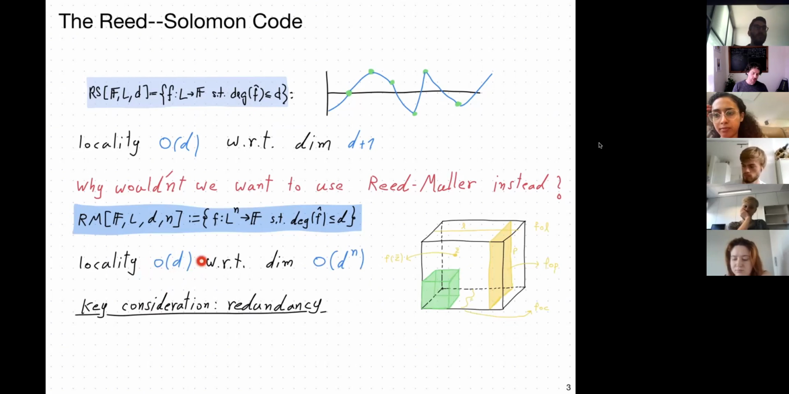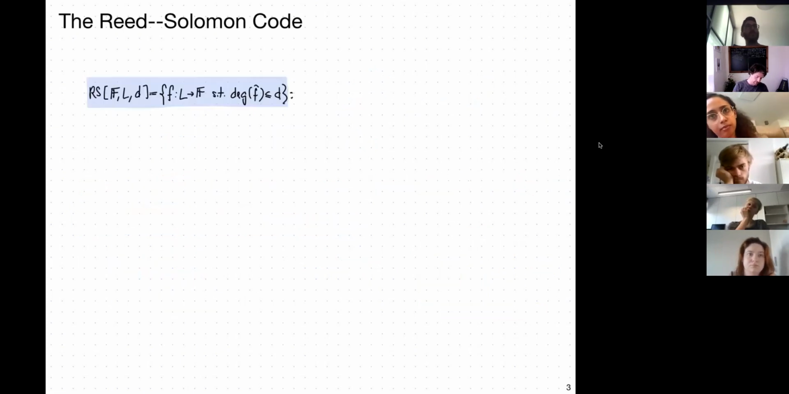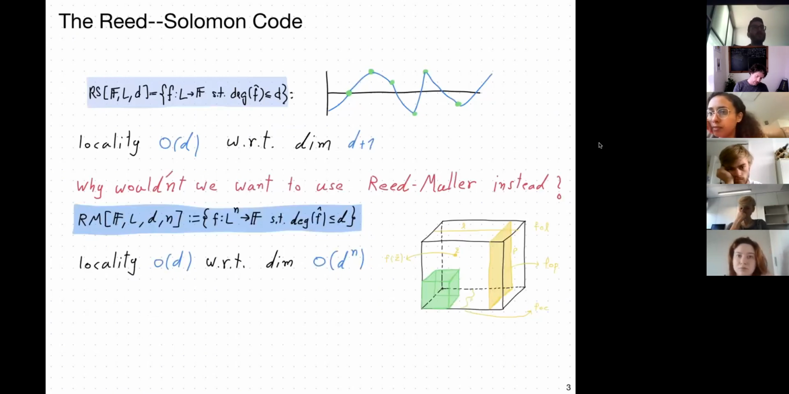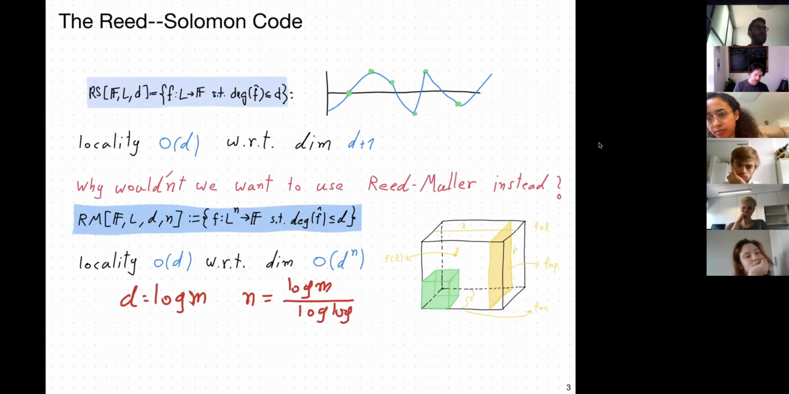the locality is O of D, even though the dimension is O of D to the n. What do I mean by that? Here, if I'm writing the information, I'm writing D to the n. Just for concreteness, let me instantiate this. Suppose I'm choosing D to be log m for some parameter m, and I'm choosing n to be log m over log log m. You might ask why I chose this weird thing. It's just because if I do that, then when I write D to the n, I get exactly m.